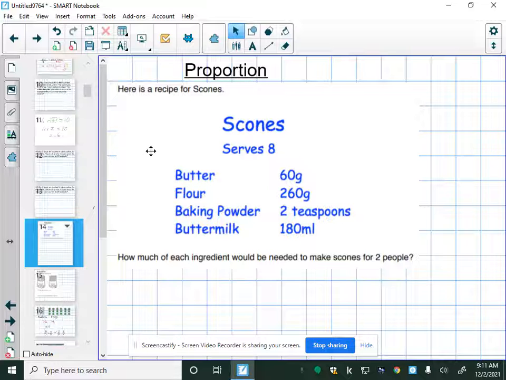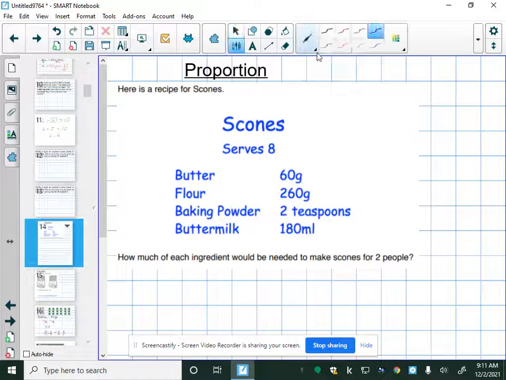Here is a recipe for scones. Scones serves 8, butter 60 grams, flour 260 grams, baking powder 2 teaspoons, buttermilk 180 mils. How much of each ingredient would be needed to make scones for 2 people?